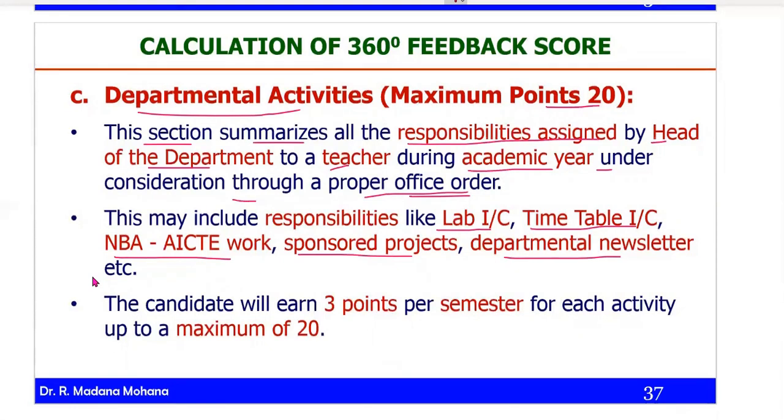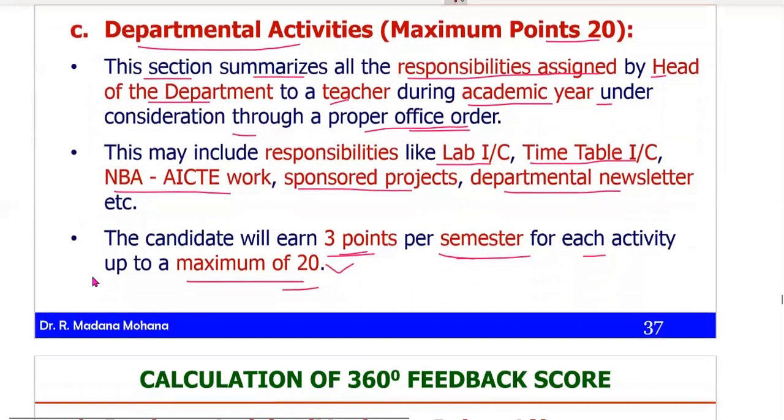Then the candidate will earn 3 points per semester for each activity up to a maximum of 20 points. Suppose you are handling 3 to 4 responsibilities. For each responsibility, 3 points per semester, but the maximum weightage is 20. It can't exceed 20. These are all departmental activities.